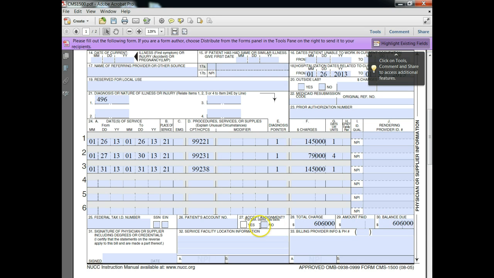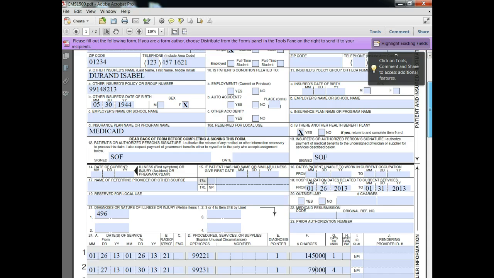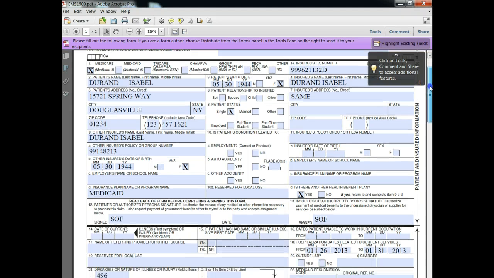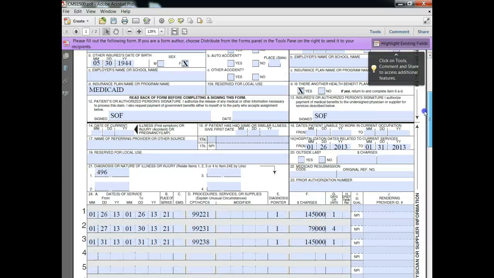Does the doctor accept assignment? Yes, accept assignment means they accept the terms of the payer's contract for Medicare. Obviously, all doctors are a part of Medicare. So we'll send this off to the Medicare intermediary, whoever that is, and they're called the MAC, Medicare Administrative Contractor. They will review the claim. If it's no mistakes, they'll pay it, and hopefully we'll get it within a 10 to 14 day period.